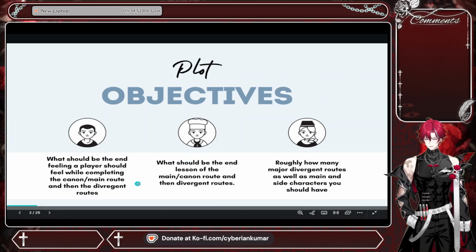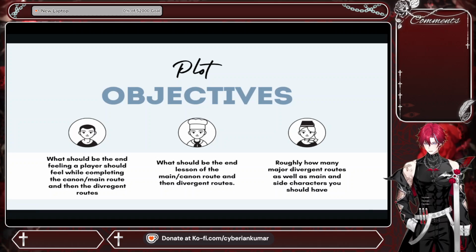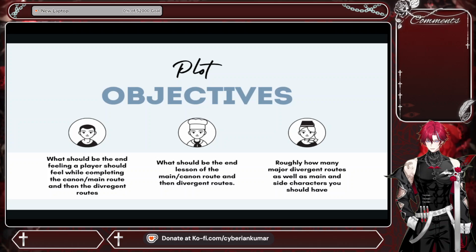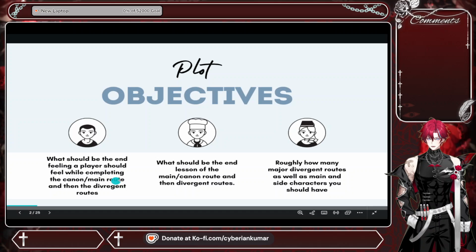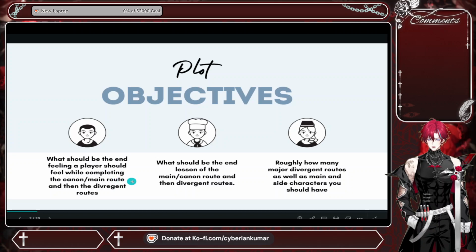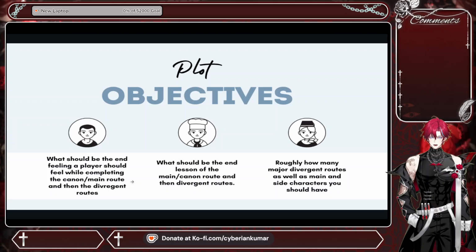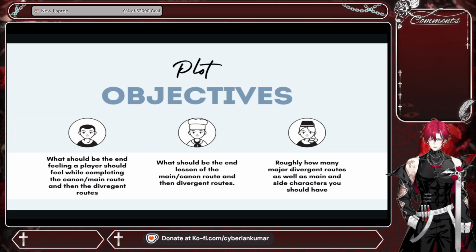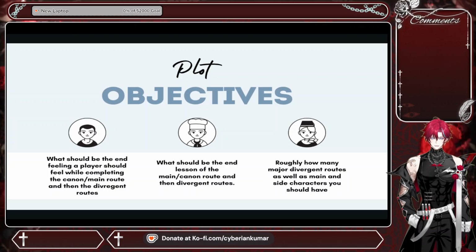Now, whatever feeling you decide that a player should have after finishing your visual novel, that is the canon route, or the main route. This means that even if the player passively selects all the choices, they will get to this ending.